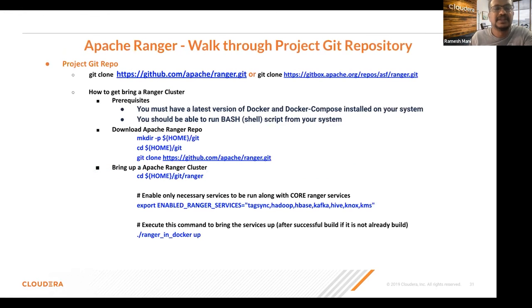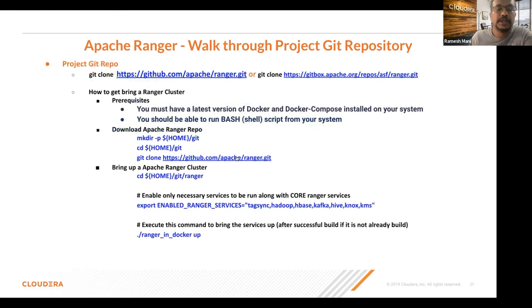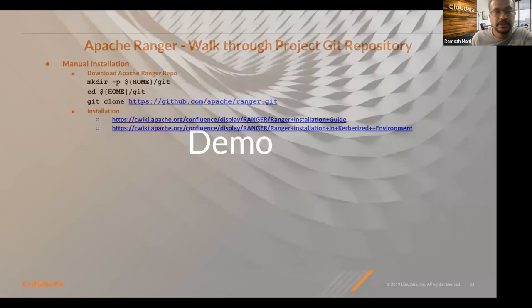The next slides are about where to find Ranger. If you want to download and install Ranger, Ranger publishes a Docker image. With these few steps, you can bring up a Docker container with various services running, and you can play. There are also manual guides, if you want to pull up your sleeves, install everything and containerize it. You can do that.